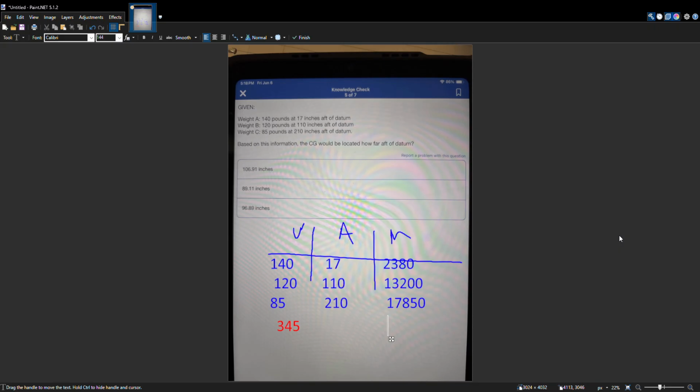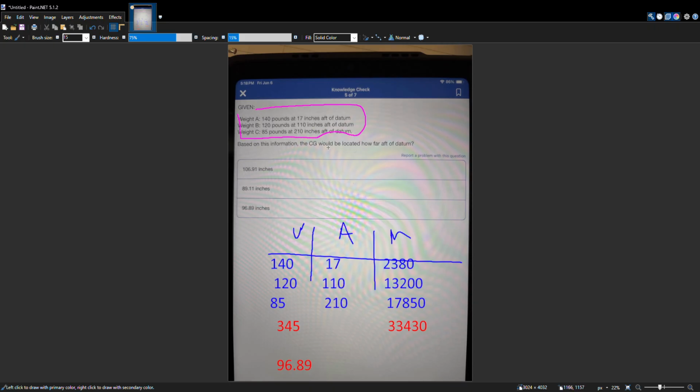plus 13200 plus 17850 is 33430, and that over 345 is 96.89. That's our answer. That's one of the answers, and that was the correct one when we did it. Really, all you got to do is just stay organized. Keep yourself on what you need to do. It should be fine.